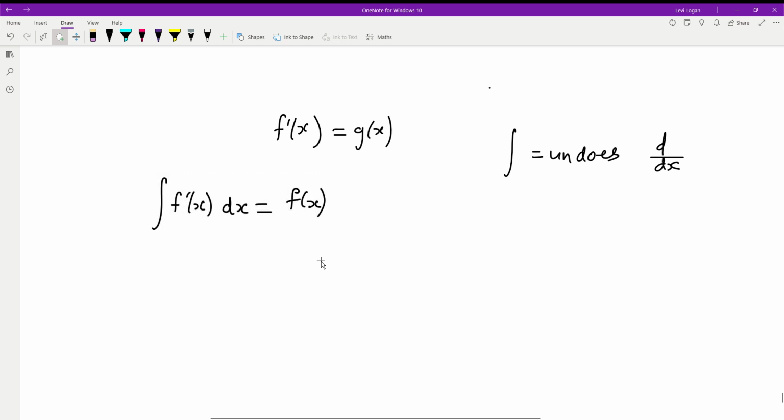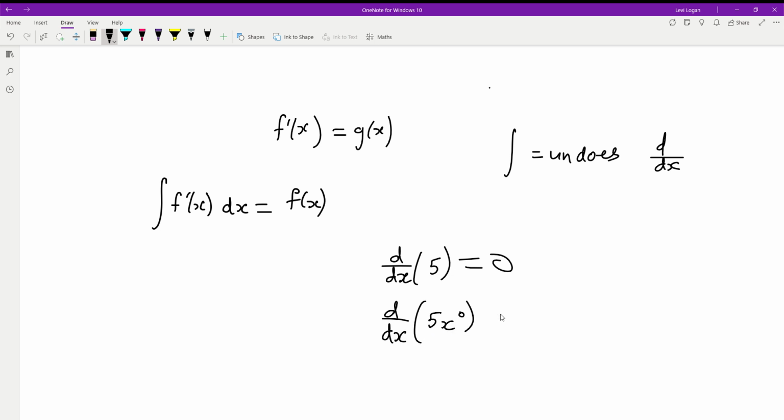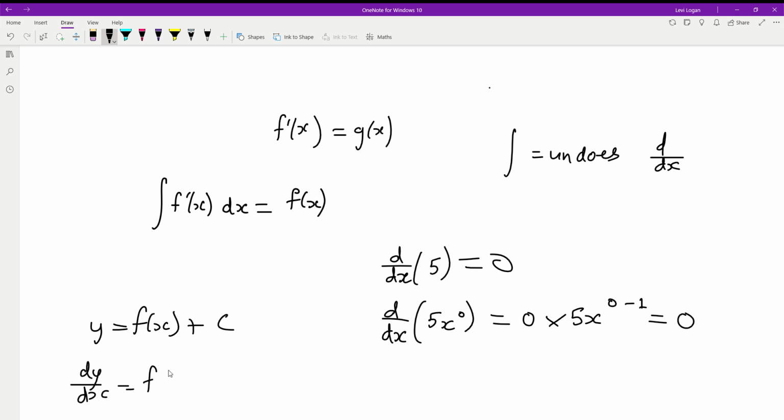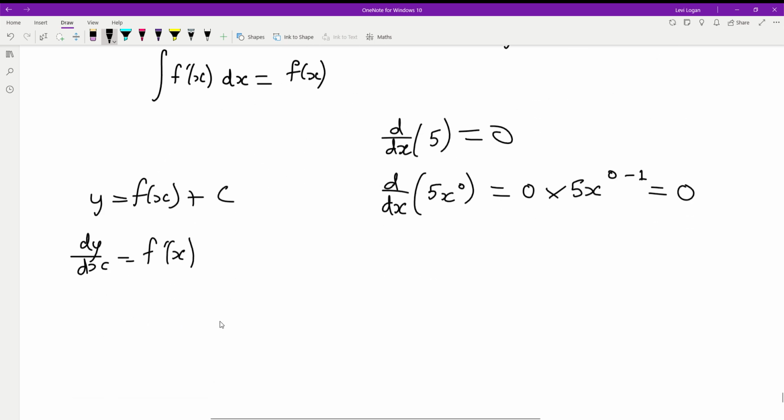For example, if we differentiate a constant, we're going to get 0 because of the power rule. Differentiating 5 is the same as differentiating x to the 0. Bring that 0 down the front, and 0 minus 1, which gives us 0. So let's say we had y equals f of x plus a constant c, and I differentiate that, I get f dash of x, and my constant is goodbye.